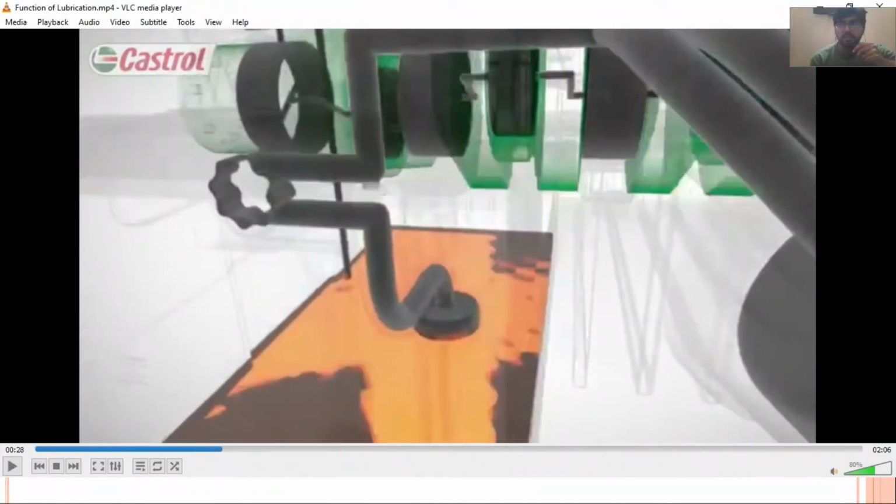So the oil pump is basically that equipment which is pumping this oil from the oil sump to the parts of the engine where the lubrication is desired.